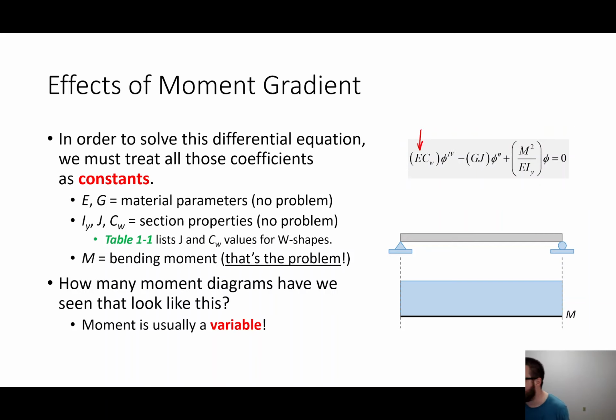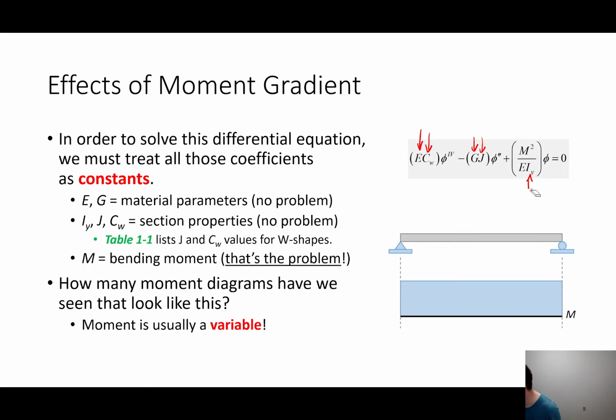Can we treat E as a constant? Well, for steel, yes, E is 29,000 ksi. The same thing is true for G, because G is also a material constant. For steel, it's about 11,200 ksi. So that's a constant as well. What about Cw or J or Iy? Well, for any rolled shape, yes, those are constants. Just open up Table 1-1, find a W shape, and you'll see that Iy, J, Cw are all constants for any shape. It's sort of like a section property, like the depth of the section. That's a constant, so you can factor that out.